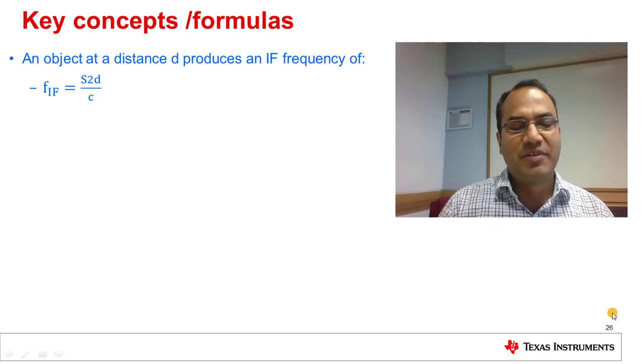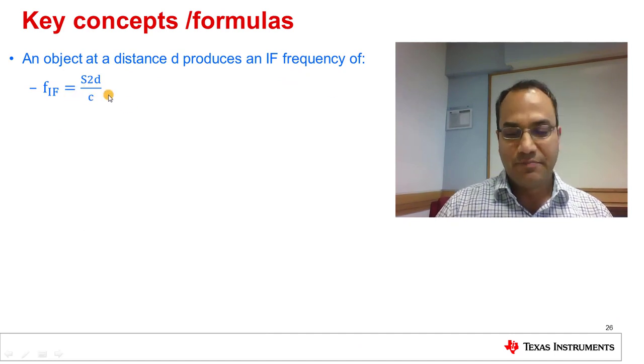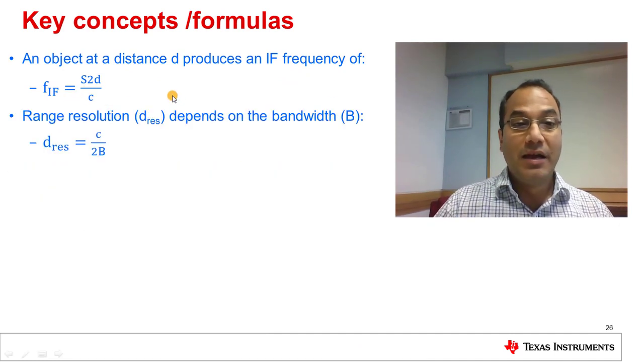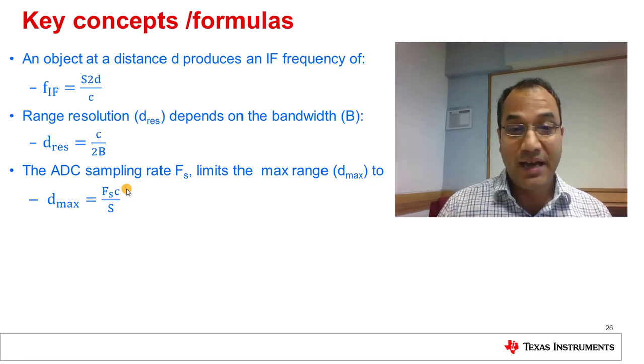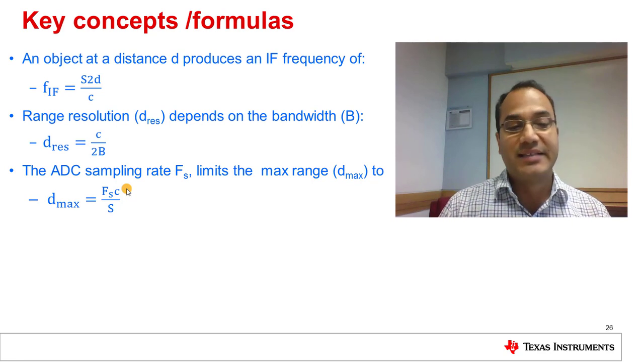This slide over here summarizes some of the key concepts and formulas that we've seen in this module. First, an object at a distance of d produces an IF frequency of 2Sd/c. Range resolution depends only on the bandwidth spanned by the chirp, and is given by the speed of light divided by twice the bandwidth. The ADC sampling rate Fs limits the maximum range Dmax that the radar can see.